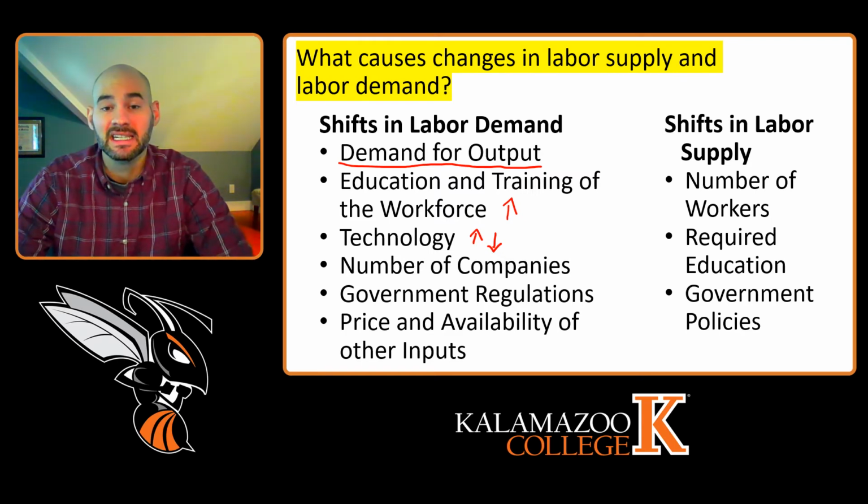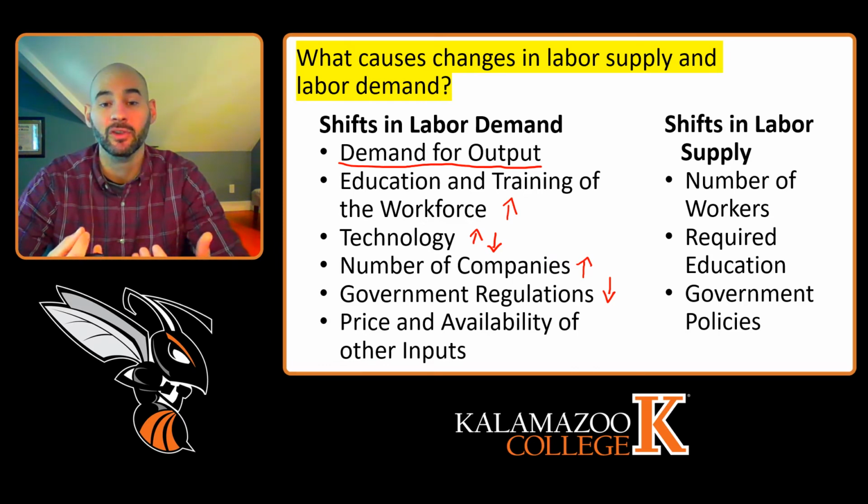The number of companies is going to act similarly to the size of the buying population in the private goods market. So if there are more companies hiring employees, that's going to increase the demand for labor. Government regulations which make it more costly to produce a good are going to increase the marginal cost of production, and are typically going to decrease the amount of labor demanded. Now, there may be times in which the government may mandate that work needs to be done by human hands and not by machinery, in which case that would work in the other direction.